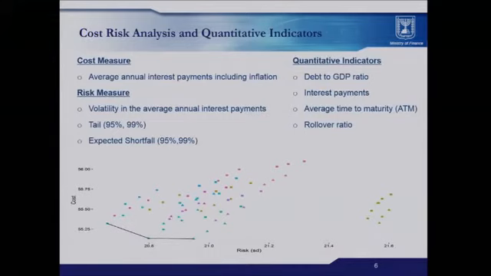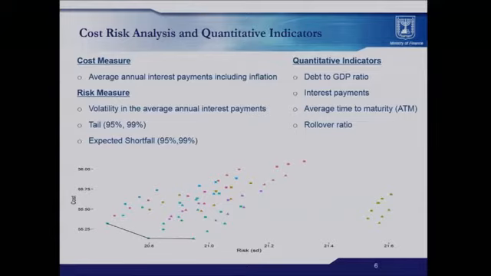So, cost-risk analysis. The inputs for the models are fiscal and economic scenarios and also market scenarios based on a stochastic model. We use Monte Carlo simulation, which is as good as all other stochastic models. We measure the cost of each issuance strategy by the average annual interest payment, including inflation. We add the inflation because almost 50% of the debt is CPI linked. And we measure the risk using several indicators, for instance, the volatility in the average annual interest payment, tail, expected shortfall, etc. First of all, because it's important to measure the risks on several indicators, and second, it looks nice on the chart, so we do it also.